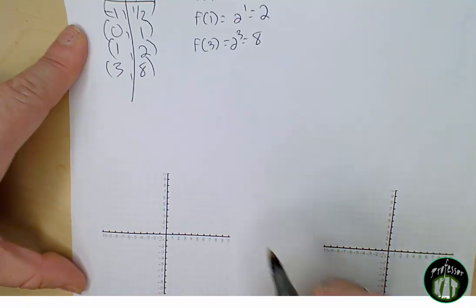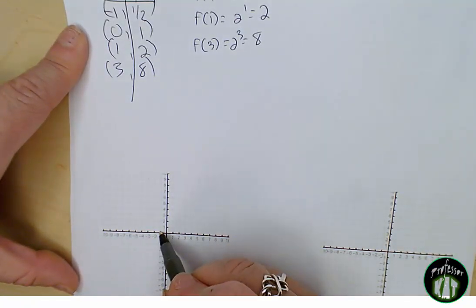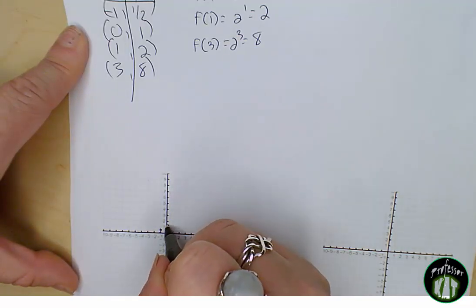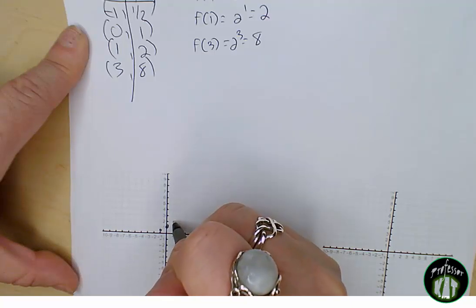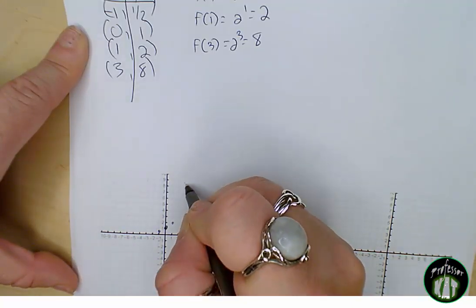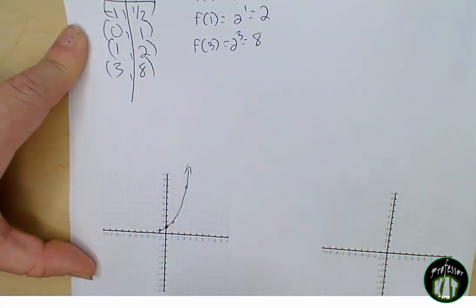So I'm going to take those points and plot them here on my graph, starting with a -1, and then a positive 1/2 is about there, 0, 1, 1, 2, and then a 3 and an 8 right around there. So if I connect these dots, it looks like this.